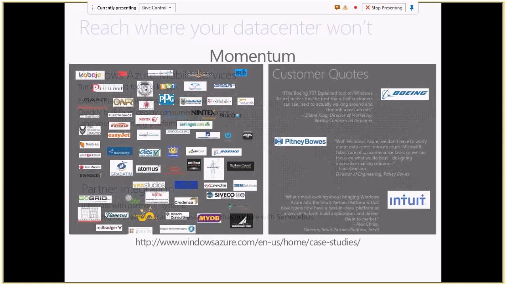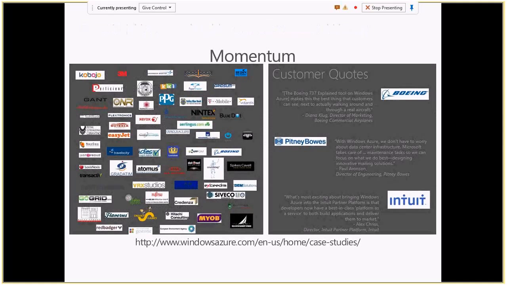I just have a couple of case studies that are out here. It's a little bit of an older list, but customers today that are running Azure, and a couple of quotes on the windowsazure.com website. There's also full-blown case studies if anyone wants to look them up. Great resources to talk through what customers are doing with Azure, how they got started, and how they move forward with Azure.